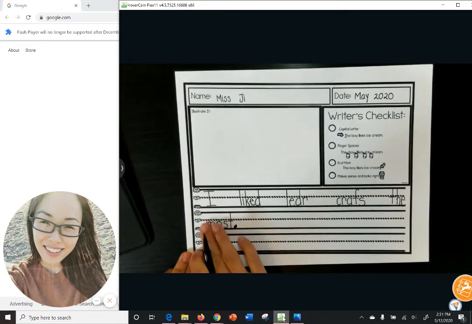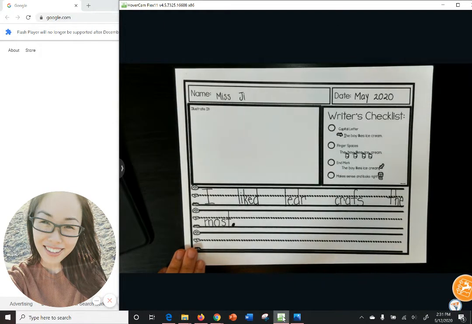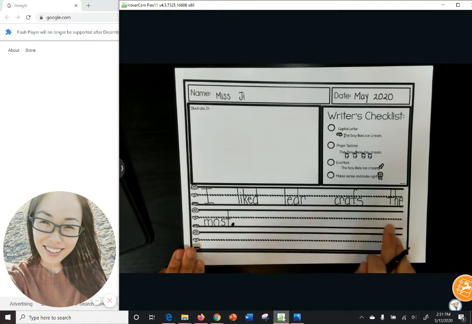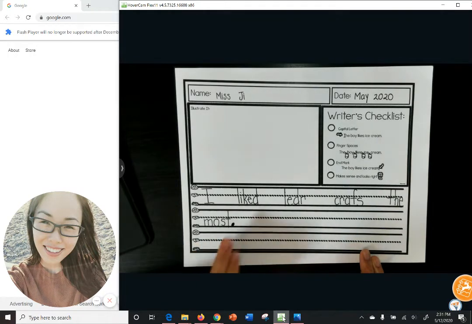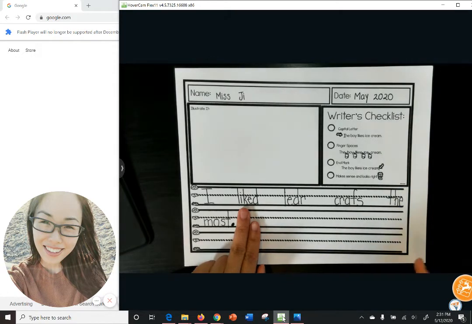All right, so I just stated my opinion. I just said that I thought letter crafts were the funnest thing. So I know you might not agree with me, and that's okay. This is my opinion. It's how I think and feel, which might be different from how you think and feel. So I'm going to say in my next sentence a reason why I thought letter crafts were the funnest. And I'm going to say my reason is I got to be creative.